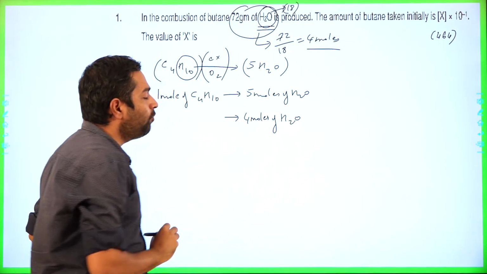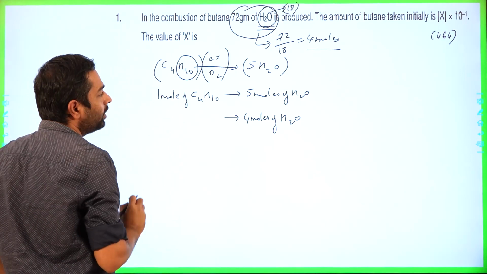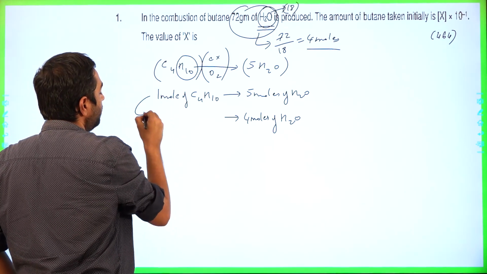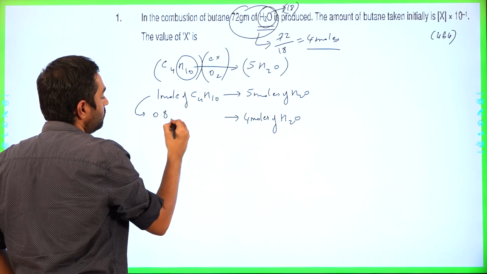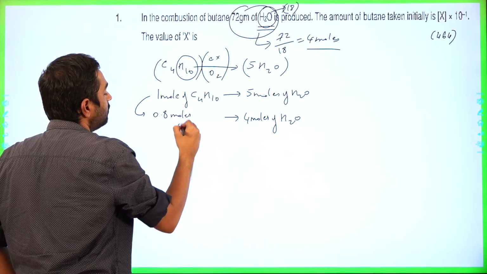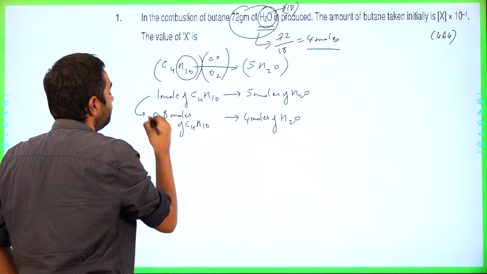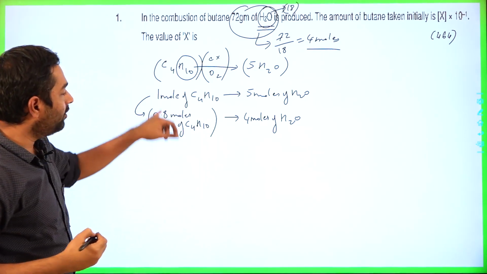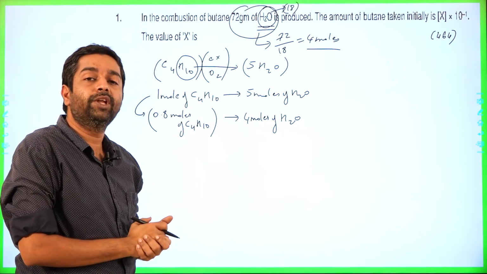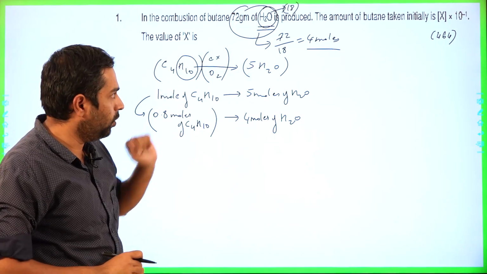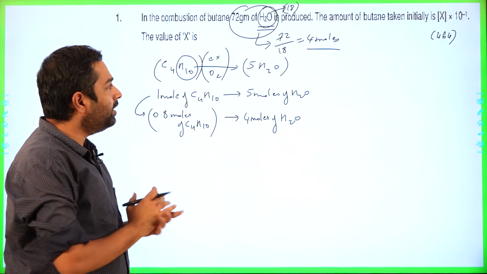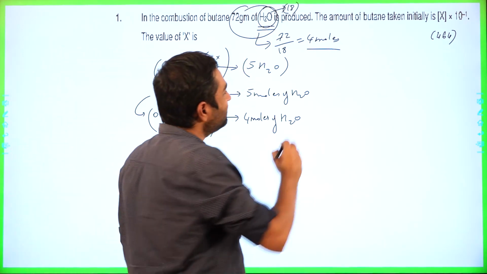So if 4 moles of water are produced, how many moles of butane are going to be required here? This is going to be a direct proportion. Obviously, it works out as 4 by 5, which of course works out as 0.8 moles of butane. So I'm going to be having 0.8 moles of butane required to produce 72 grams of water in this particular case.